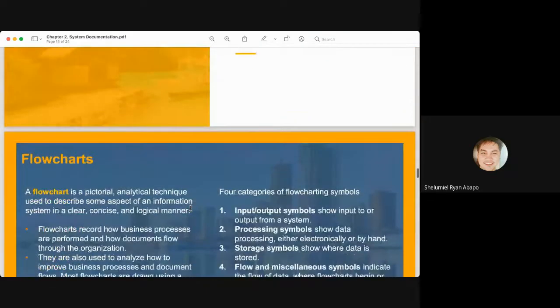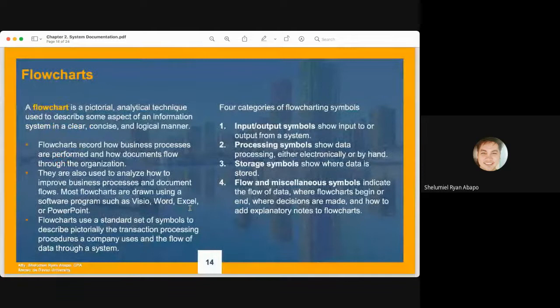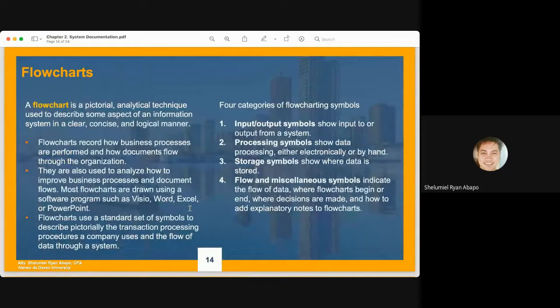Now, flowchart is a pictorial analytical technique used to describe some aspect of an information system in a clear, concise, and logical manner. Flowcharts record how business processes are performed and how documents flow through the organization. They are also used to analyze how to improve business processes and document flows, and most flowcharts are drawn using a software program such as Visio, which is the most common program because it's part of Microsoft Office.